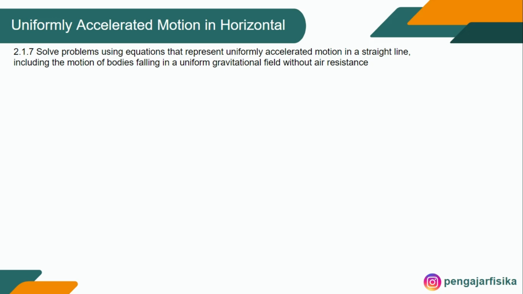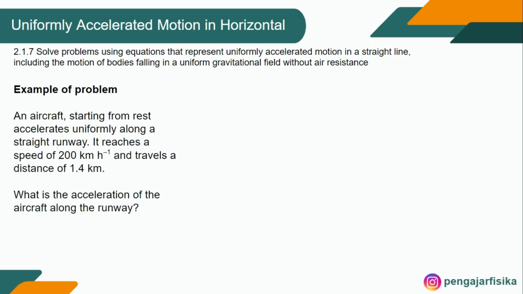The seventh learning objective is to solve problems using equations that represent uniformly accelerated motion in a straight line, including the motion of bodies falling in a uniform gravitational field without air resistance. Now let's apply these equations. The first example is about uniformly accelerated motion in the horizontal direction. This is the example problem.